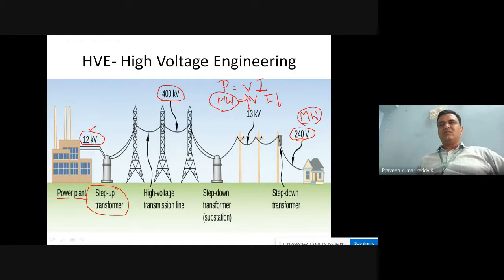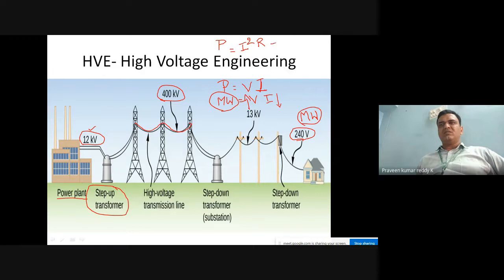Why should I do that? The question arises. To understand that, if we see one more formula for power, power is also given by the formula I square R. There is a transmission line. It will have some resistance or impedance because of its dimensions, and the current I is getting passed in that.